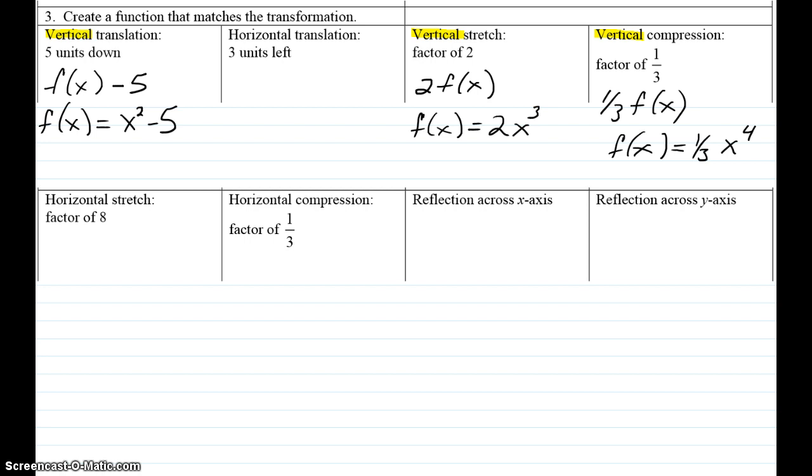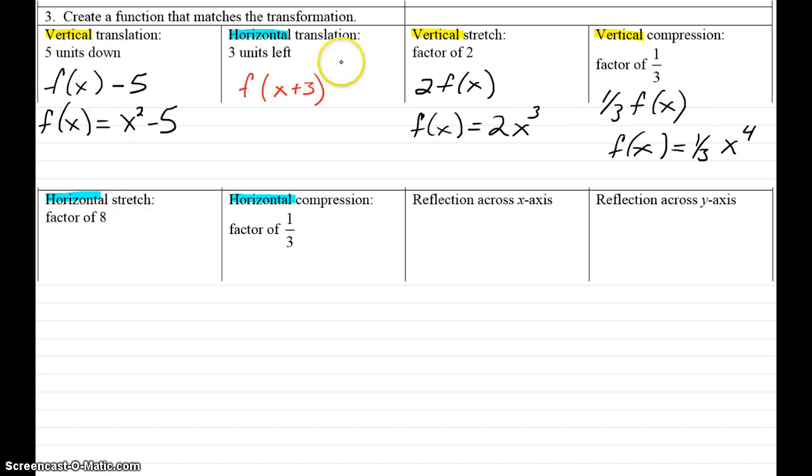Now, anything that's horizontal is counterintuitive. So if I just start with f, remember, anything counterintuitive goes inside the parentheses. So left you think negative, but it's the opposite of what you think. And so we actually write x plus 3.